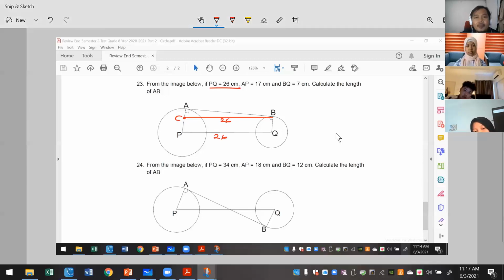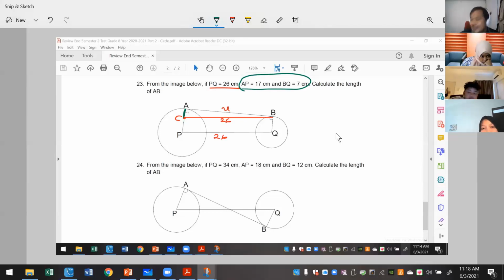Okay, so we know that we don't know the AB, right? We don't know the AB. We want to know that. Let's name that X. Okay, so if I draw another line, I'm going to draw another line from here to here. Okay, so let's name that something else. Where do you think we can find that AC from the information here? It's AP minus BQ. Yeah, AP minus BQ. What do you think?